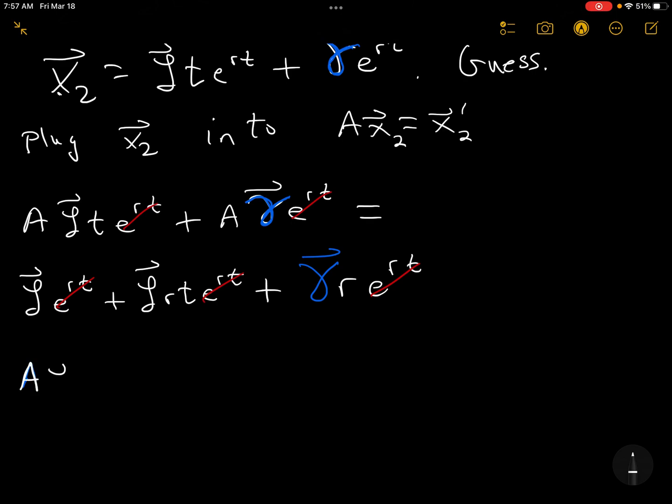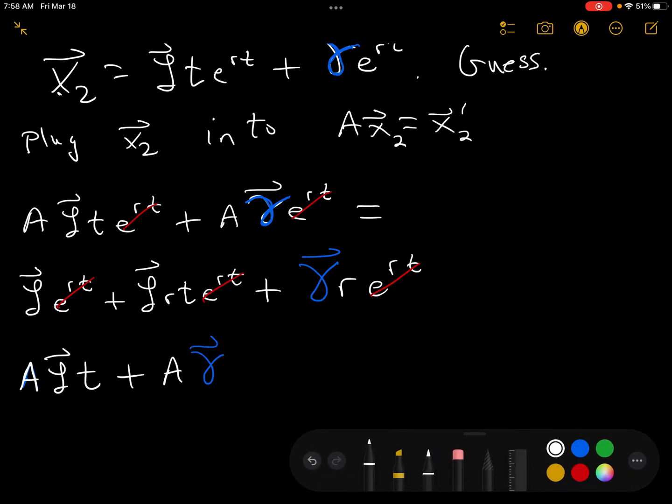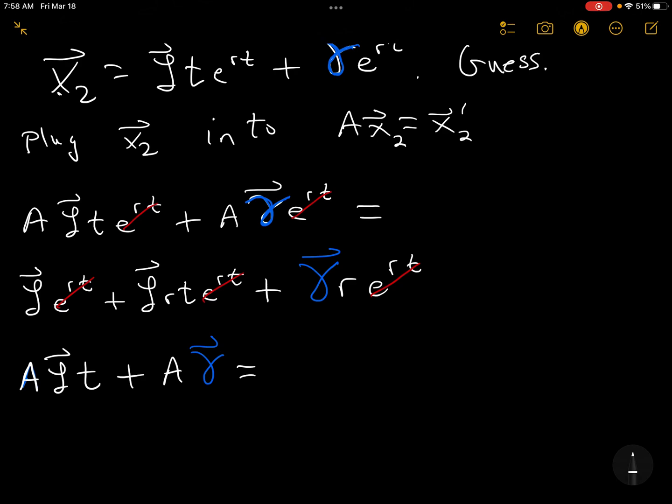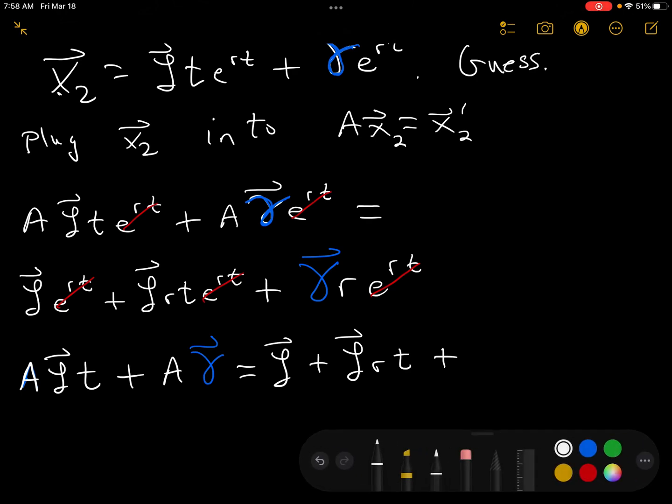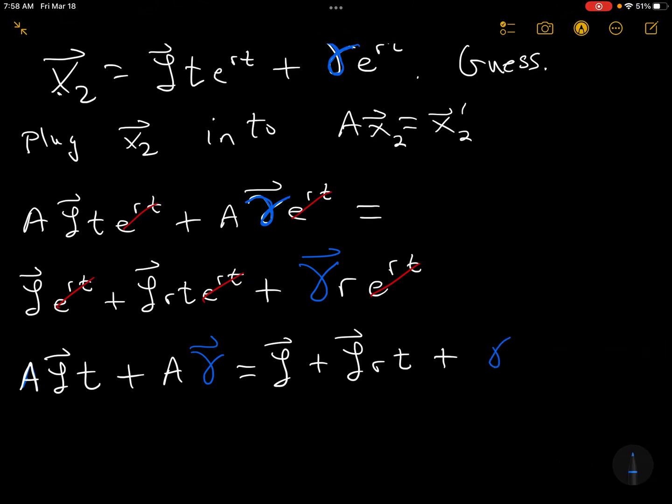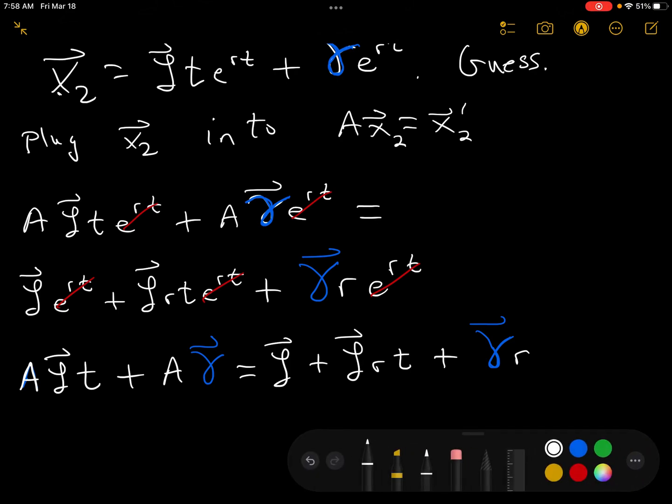Now I have A zeta t plus A gamma equals, this is the fun one, zeta plus zeta RT plus gamma R. Okay. We're close. Check this out.